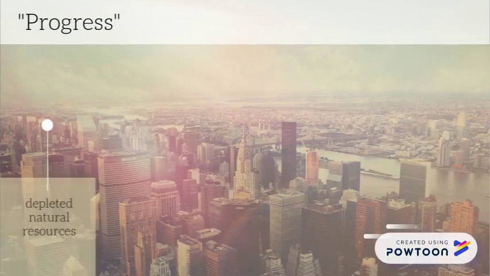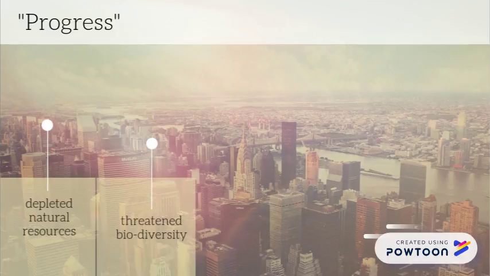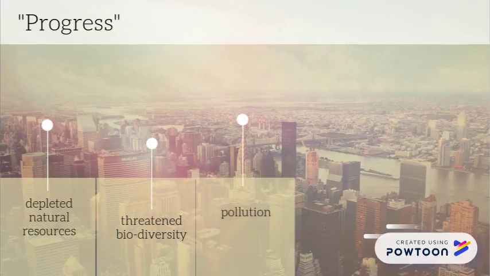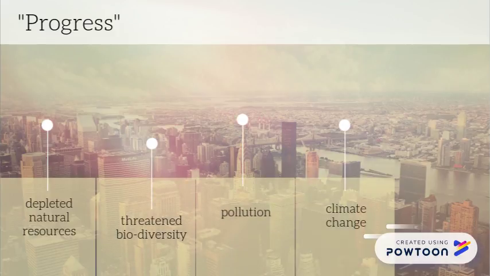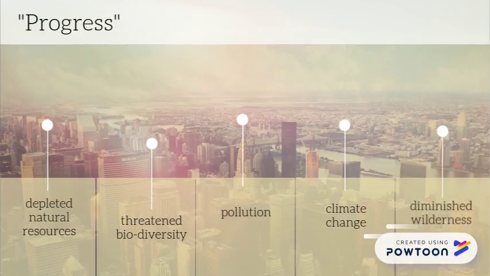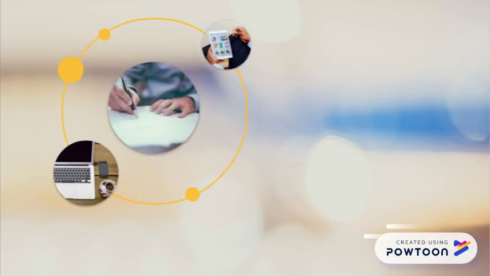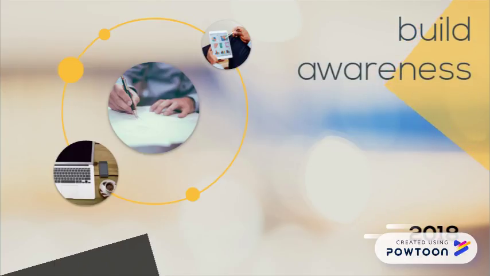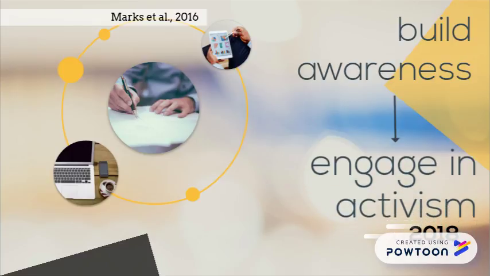Human progress has depleted natural resources, threatened biodiversity, polluted, caused climate change, and diminished wilderness. Education that ignores issues that impact ecology and community is complicit in the erosion of these environments. Environmental art education makes people aware of their relationship with nature and prompts discussions and action about environmental issues. This type of education creates possibilities for students to engage in activism about environmental sustainability.